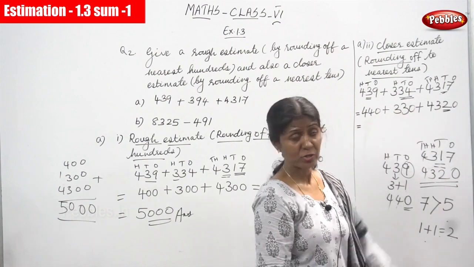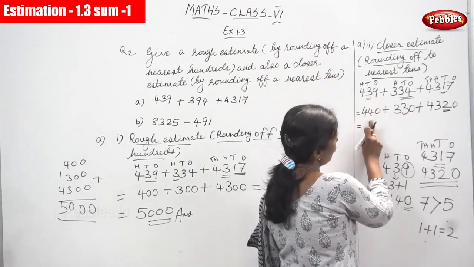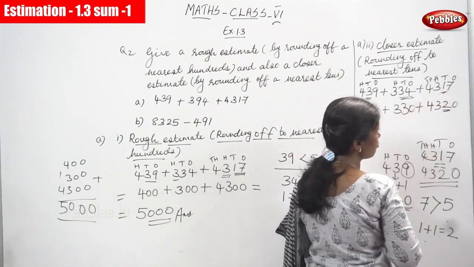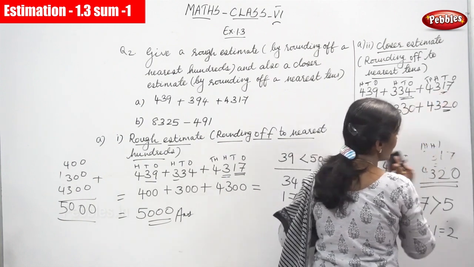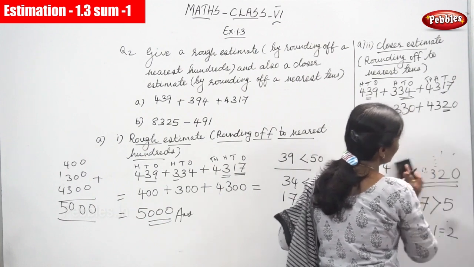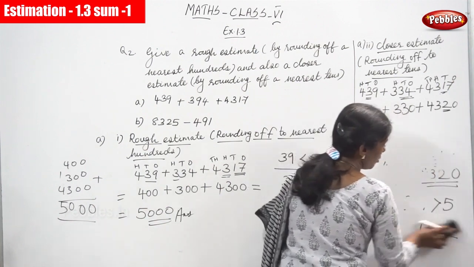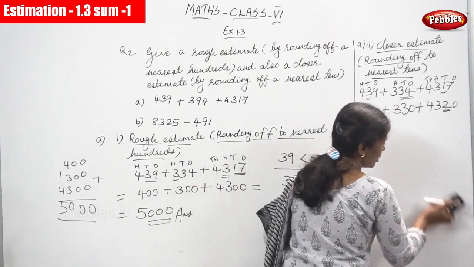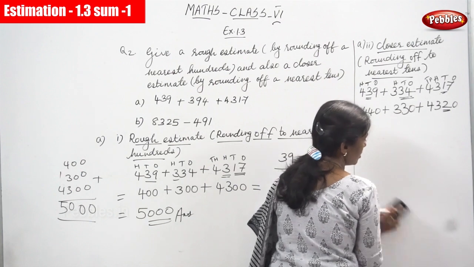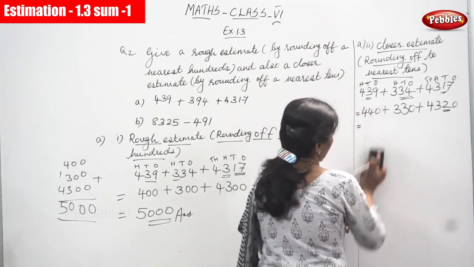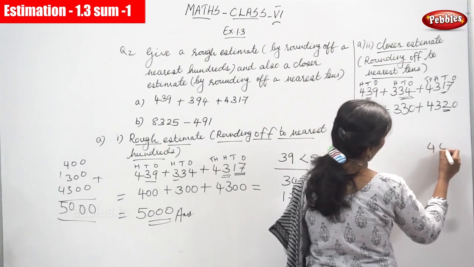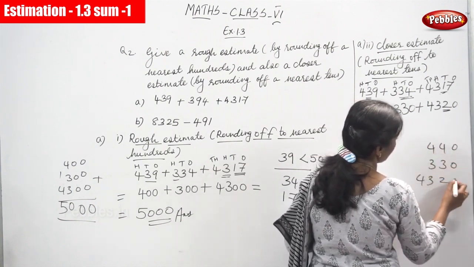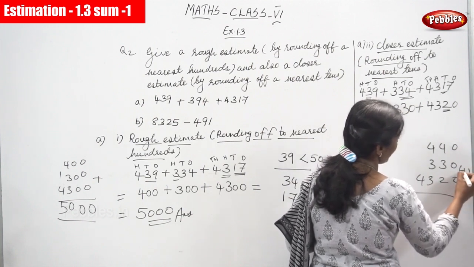These are all the estimation answers. So 439 becomes 440, 334 becomes 330, and 4317 becomes 4320. So now you have rounded off all the numbers. These are all the estimation values. Now you are going to add everything: 440, 330, 4320.